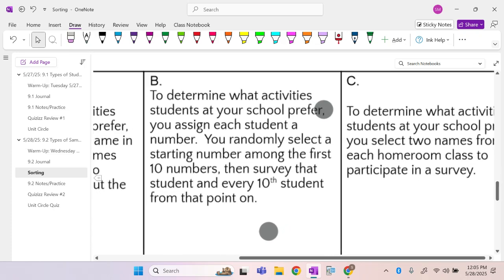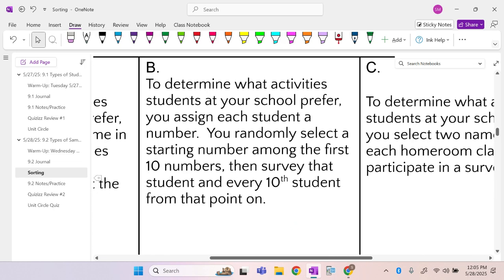All right, let's look at the next one. So, to determine what activities students at your school prefer, you assign each student a number. You randomly select a starting number among the first 10 numbers, then survey that student, every 10th student from that point on. What type of sample is that? So think about it. Write your answer down.